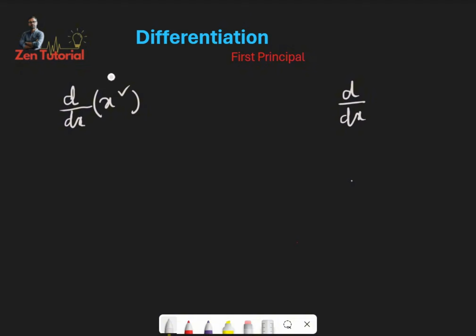So this is the operator of differentiation, and if x is the variable and the power of x is n, indeed the rule of this differentiation is n x to the power n minus 1. So this is the very fundamental rule of differentiation. Now we have to start with the very first topic, that is first principle.